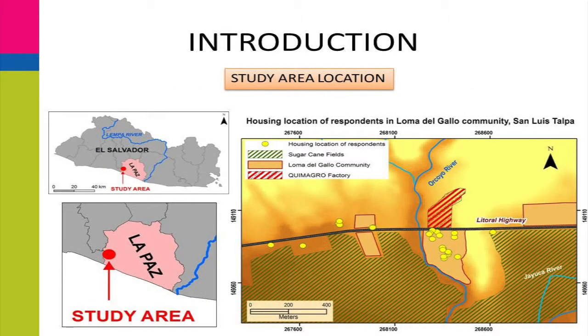Loma del Cayo community is located in San Luis Talpa in the Salvadorian coastal area. This is a poor community with basic services partially provided. It's surrounded by sugarcane fields and there is a close former pesticide factory. To describe the environmental exposure to pesticides, a survey has been conducted in Loma del Cayo community. A tool was developed with free software for facilitating the survey data compilation.